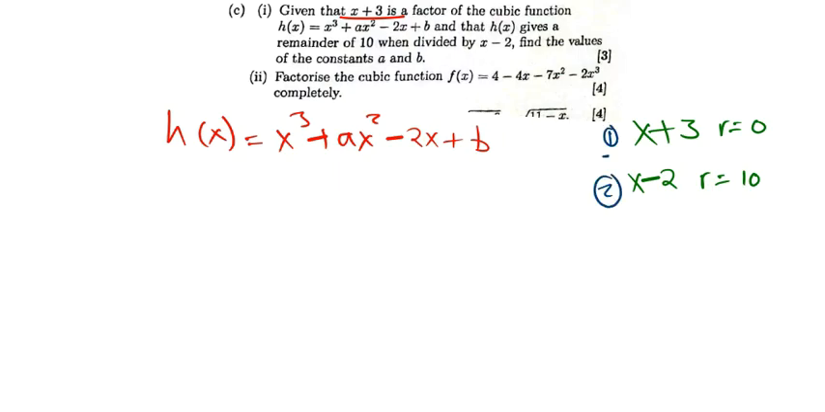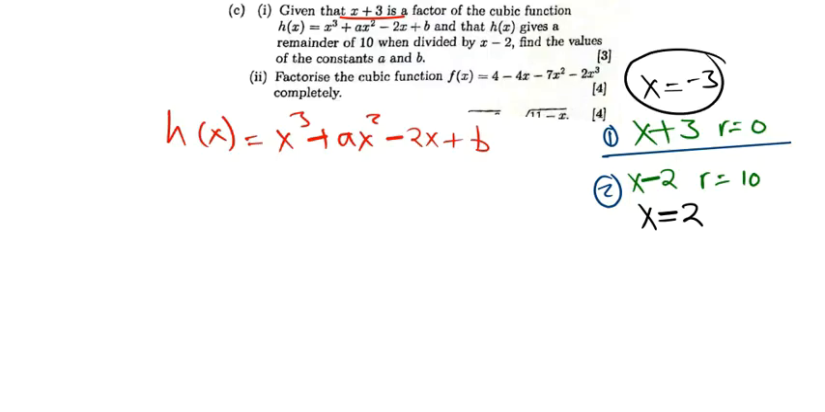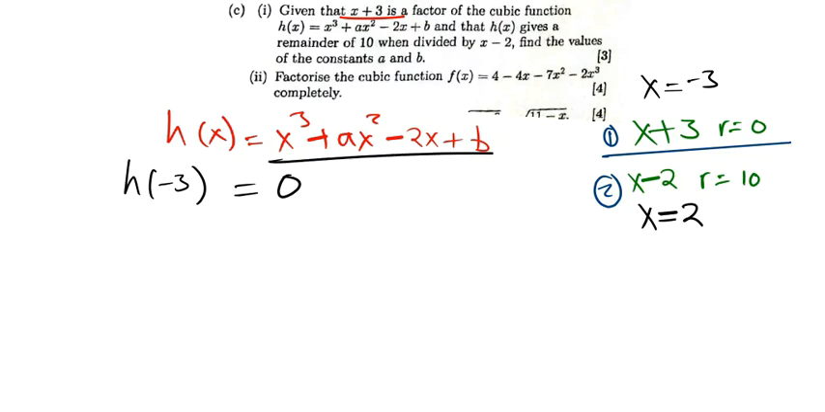The first condition, we are told x plus 3 is a factor, the remainder is equal to 0. So if you are trying to equate this to 0, x is basically equal to negative 3. In the other part, x is equal to 2. So using that value, if we are told it's a factor, meaning that if we are to plug in negative 3 in the function, it's supposed to be equal to 0. So that's what the remainder factor theorem tells us.